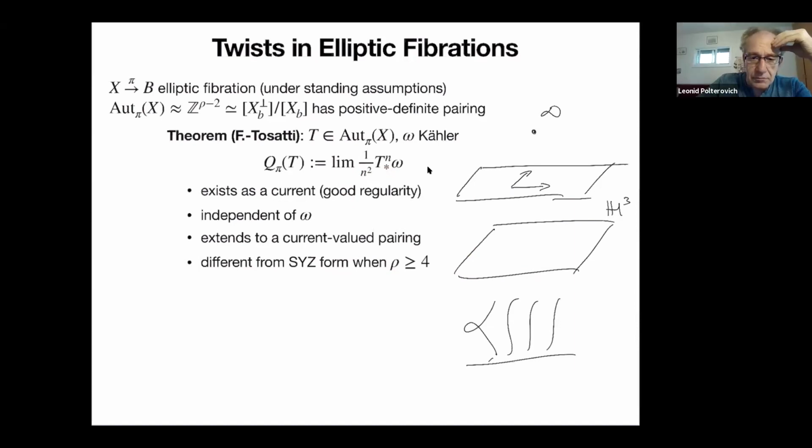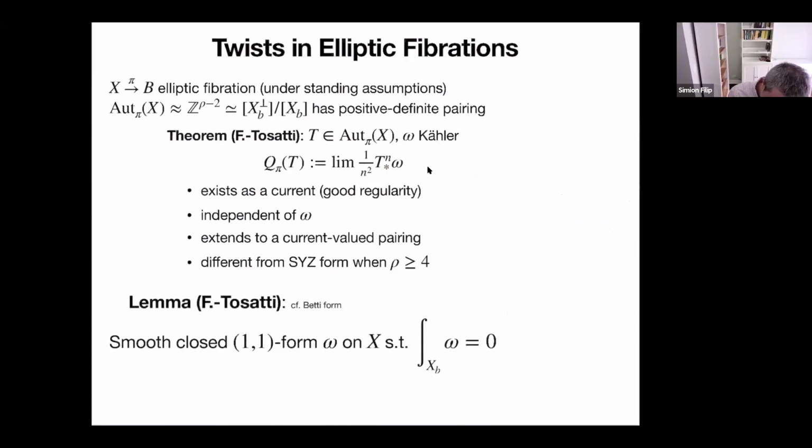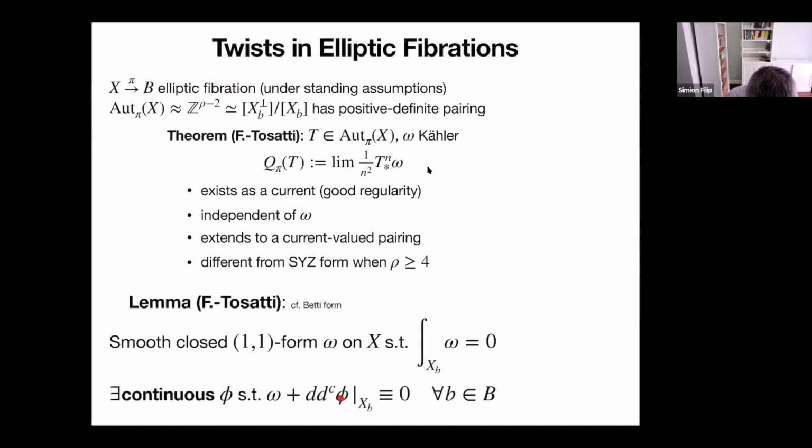Okay, so let me just say one intermediate step in the proof, which is, I think, interesting, and is the following. Suppose that you have a smooth closed (1,1)-form omega on X, which integrates to 0 on every fiber. This is a cohomological condition, because it's just a closed form, so it's just a condition about its cohomology class. Then the assertion is that there exists a continuous phi such that I can modify omega by dd^c of something continuous, such that on each fiber it's identically 0.